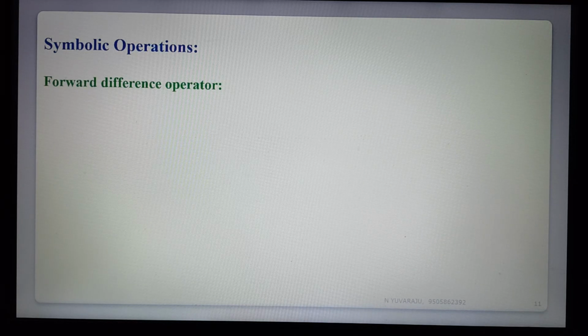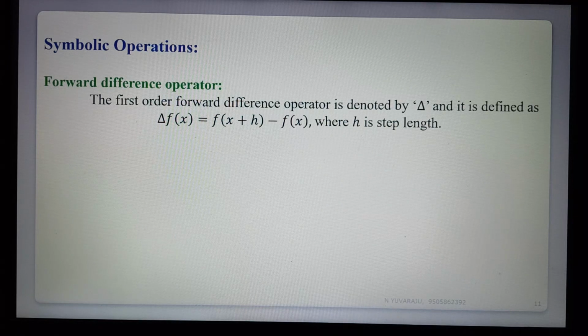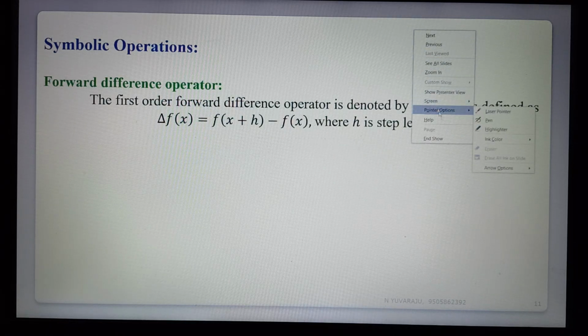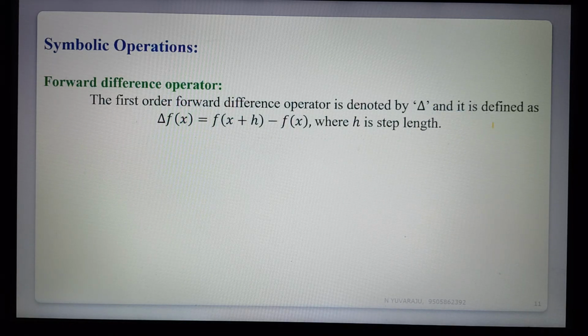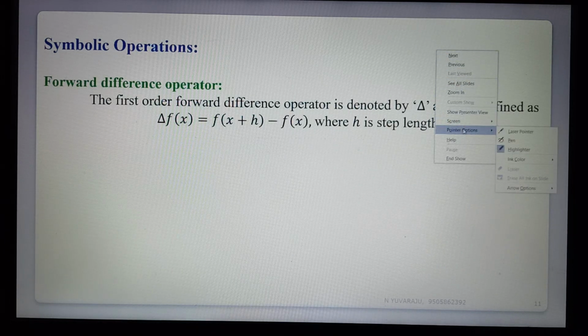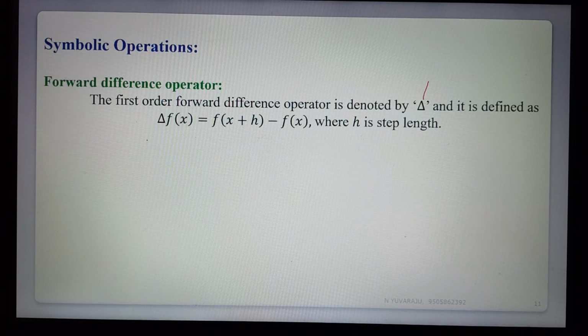First, the forward difference operator. The first order forward difference operator is denoted by del. Del f of x is equal to the difference between the next value and the current value, that is f of x plus h minus f of x. X plus h is the next value after x, where h is just the step length. This is the first order difference operator.